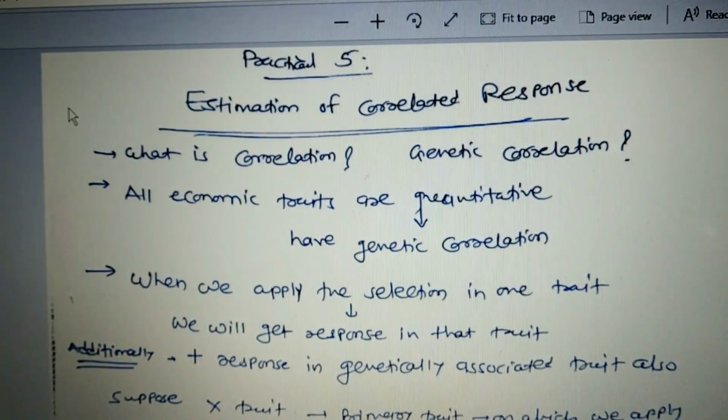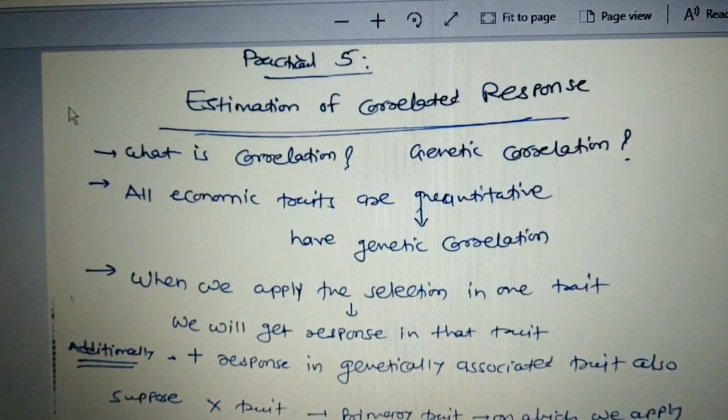So if the traits are genetically correlated, then if we apply the selection in one trait, automatically we will get a response in the other trait also. That response in the other trait is called a correlated response to selection. We have not applied any selection in the second character, even though we are getting the response. So it is correlated response to selection. Why are we getting the response in the secondary character? Because the first character and second character are genetically correlated.